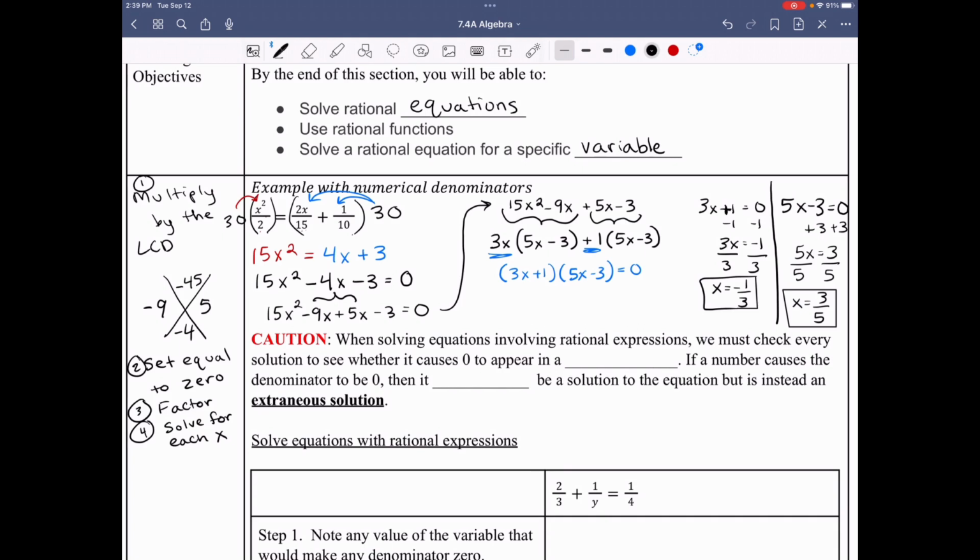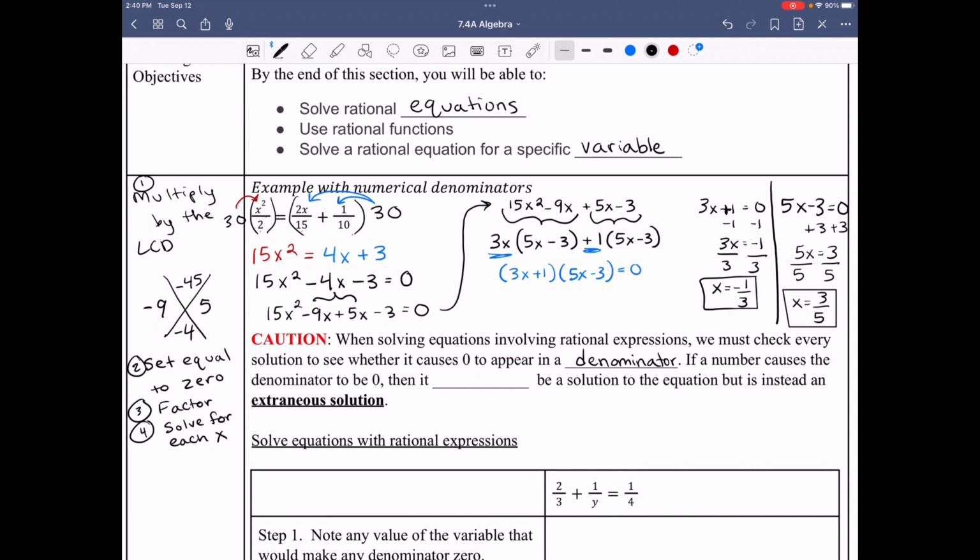And those are our solutions for x. There's a little caution that says when solving equations involving rational expressions, we must check every solution to see whether it causes 0 to appear in a denominator. It didn't matter in our last example because there were no variables in the denominator, there were just numbers.